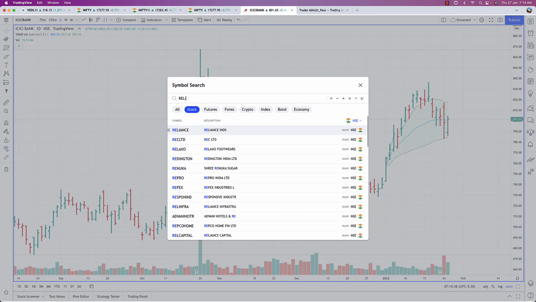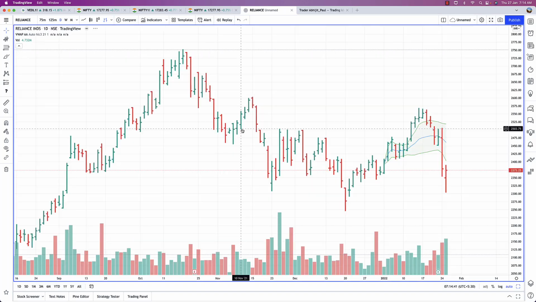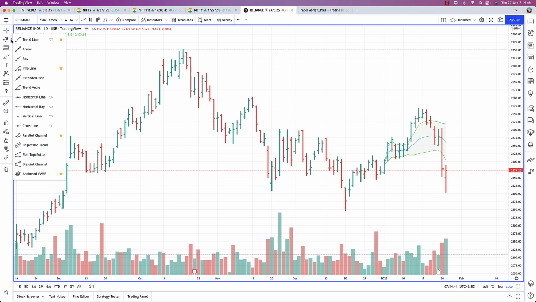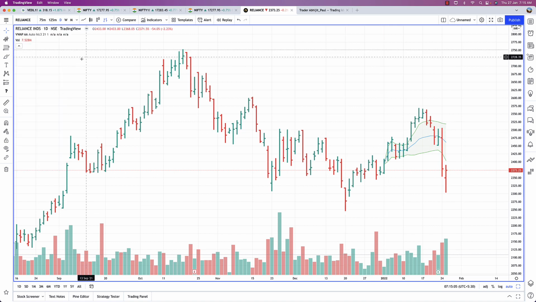Now going back to Reliance, what I personally prefer is the tool, not the indicator, the anchored VWAP. Now what it does, the anchor part is I have to go and anchor it. I have to select a point, a price, a bar or a candlestick, and the calculation will be done after that, and it will keep on adding the next bar. So let's figure this out.